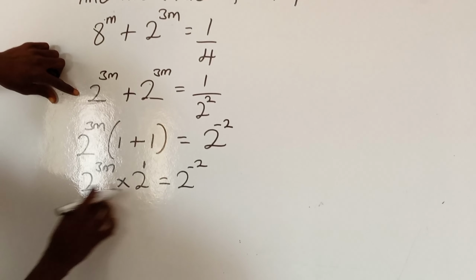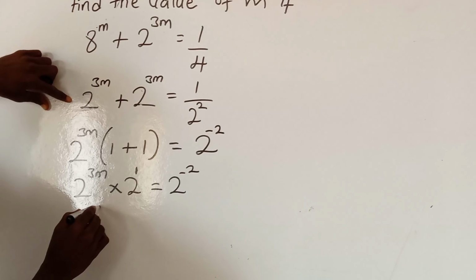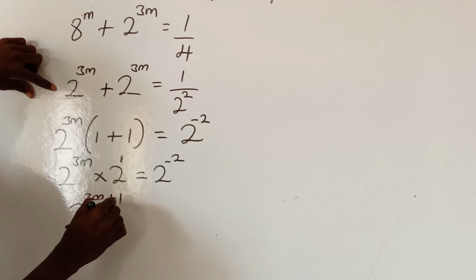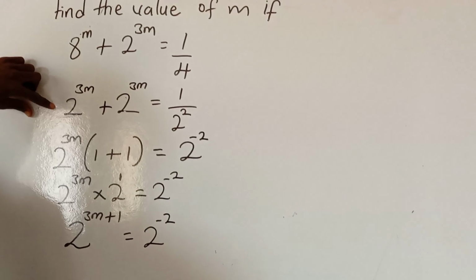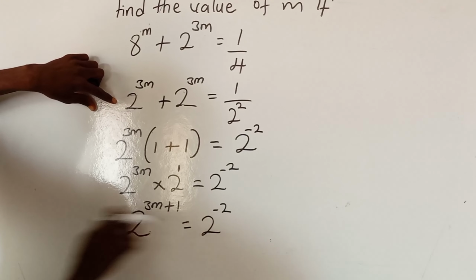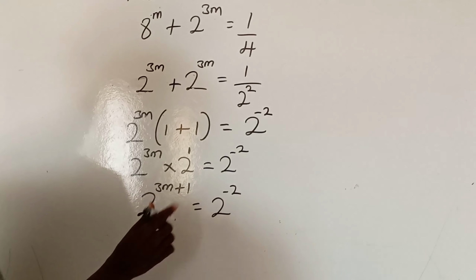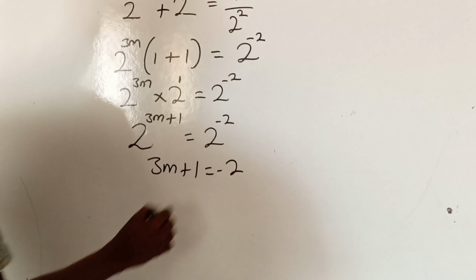So this and this one, they have the same base. Take one of the base, you add the powers. 3m plus 1 equals 2 raised to the power minus 2. So since they have the same base, you just need to equate the powers. 3m plus 1 equals minus 2.